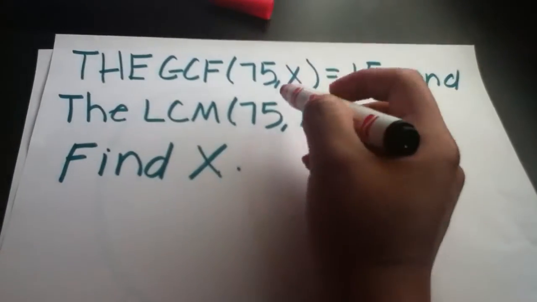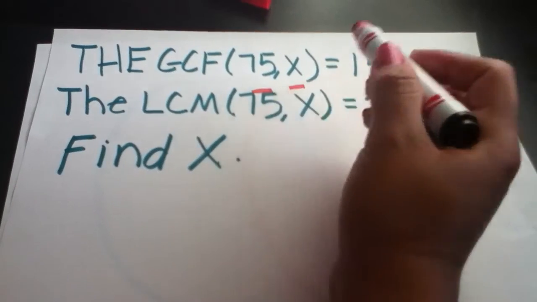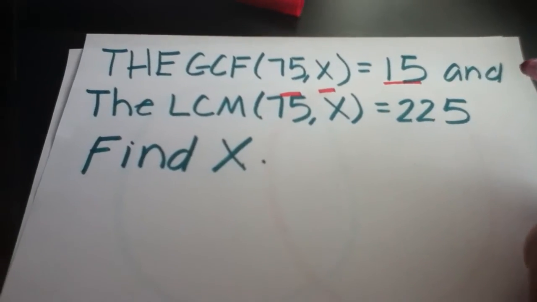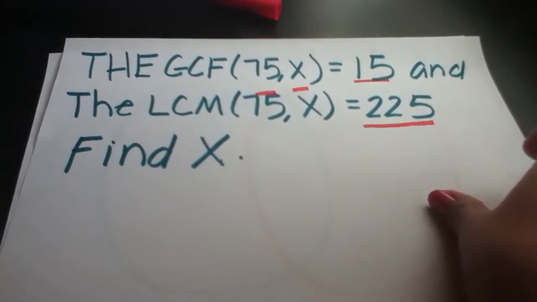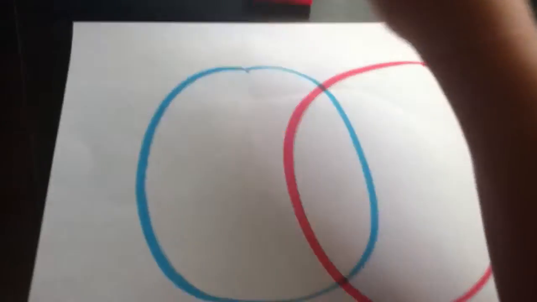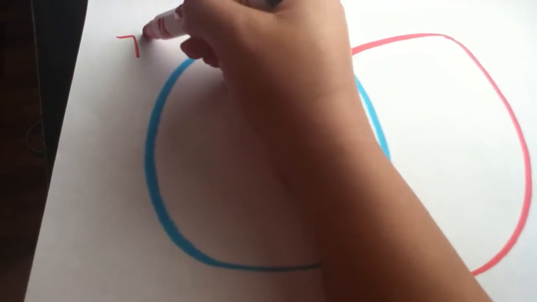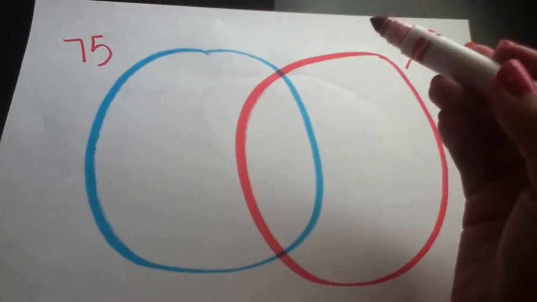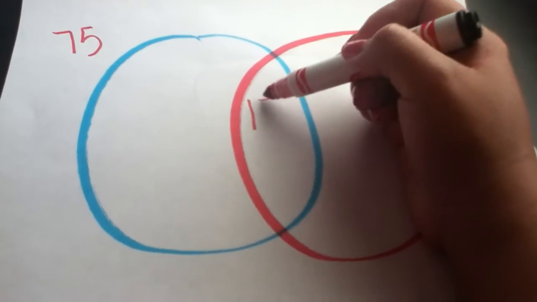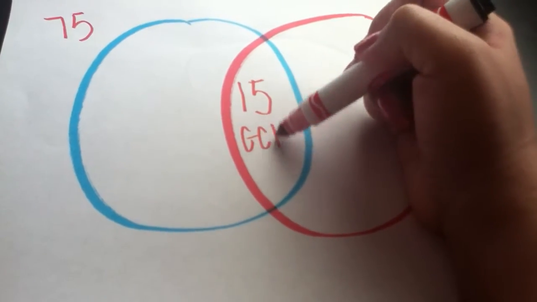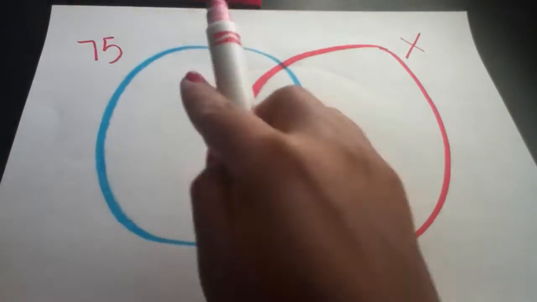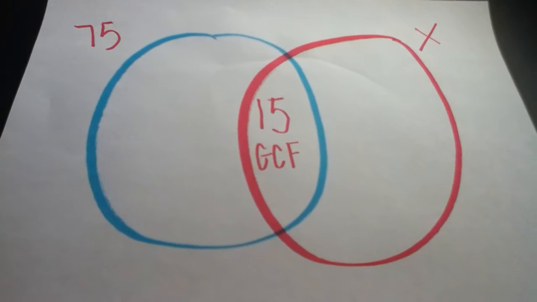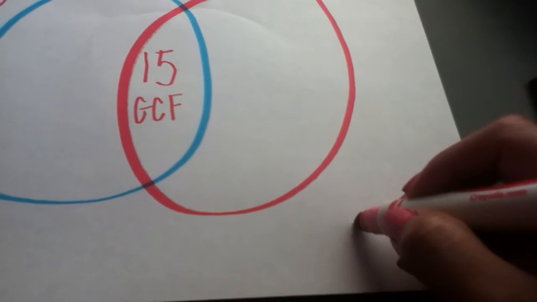So we know that the two numbers are 75 and x, and we know that the GCF equals 15 and the LCM equals 225. So we are going to label one of our circles 75 and the other x. And since we know that the GCF is 15, we're going to put the GCF in the middle. And we know that the number that goes in the blue circle and the number that goes in the red circle and the 15 all have to equal 225, which is the LCM.